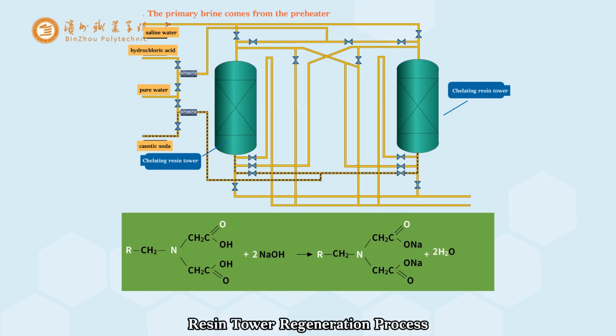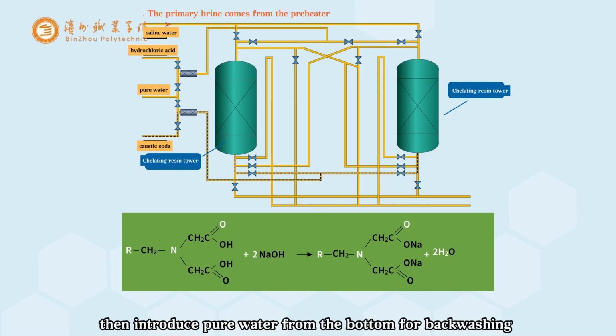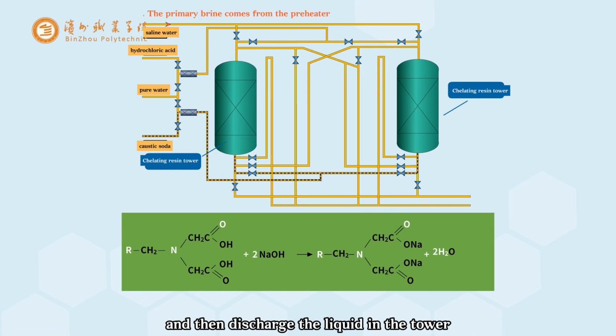Resin tower regeneration process: discharge the brine in the tower, replace residual brine with pure water, and rinse broken resin, flush brine out of the tower. Then introduce pure water from the bottom for backwashing to remove broken resin and loosen the resin bed, and then discharge the liquid in the tower.